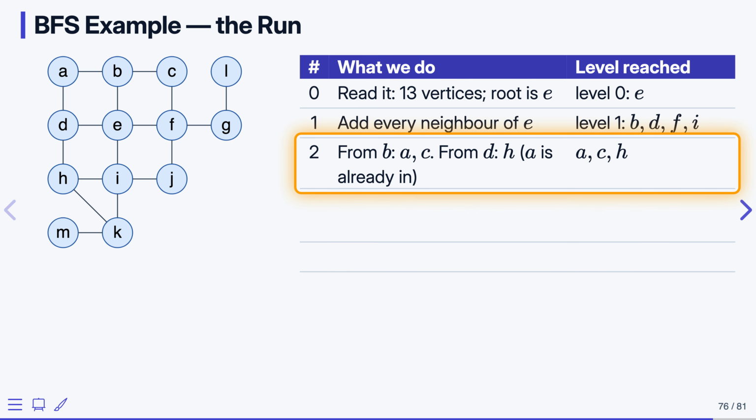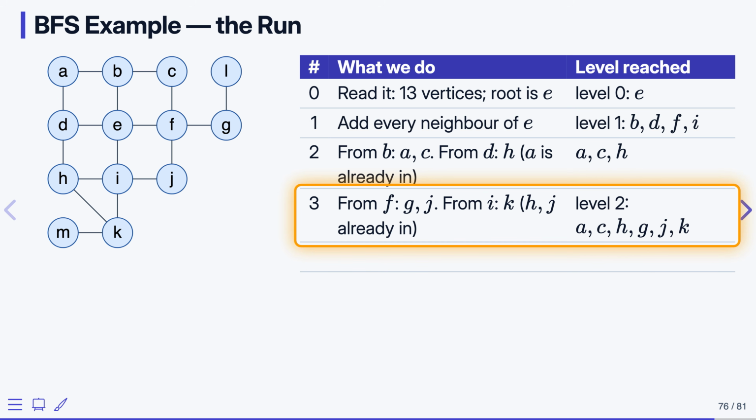From B we reach A and C, both new. From D we reach A and H, but A is already in, so we only add H. Step 3. From F we reach G and J, both new. From I we reach H, J, and K, but H and J are already in, so we only add K. That completes level 2: A, C, H, G, J, and K.